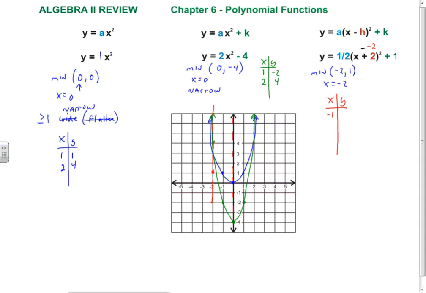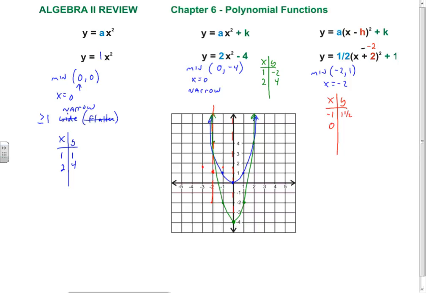Let's put a negative 1 in. That's what I wanted to do. So negative 1 plus 2 is 1. 1 squared is 1. 1 times half is a half. And a half plus 1 is 1.5, much better. And so now at negative 1, we are at 1.5. You can see already we're quite a bit wider.